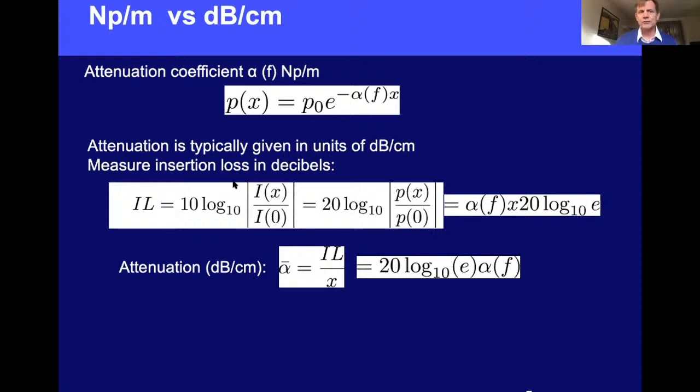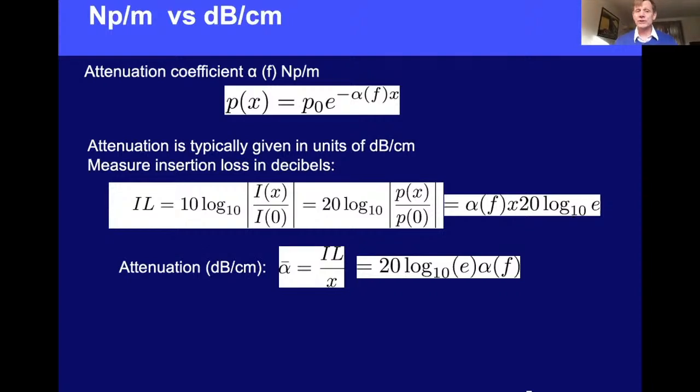That comes from the idea of measuring an insertion loss, and insertion losses are typically measured in terms of decibels. A decibel is defined as 10 times the log base 10 of a ratio of intensities or powers. So the insertion loss is 10 times log 10 of the acoustic intensity at a distance x divided by the acoustic intensity at the source. If you recall from the previous lecture, the intensity goes as the pressure squared. So if we put pressures in here, the square comes outside to give us a 20 outside, that's 20 times the log of the ratio of the pressures. Then if we say that the pressure follows this exponential form, we get that the insertion loss is alpha times distance x times 20 log 10 of e.